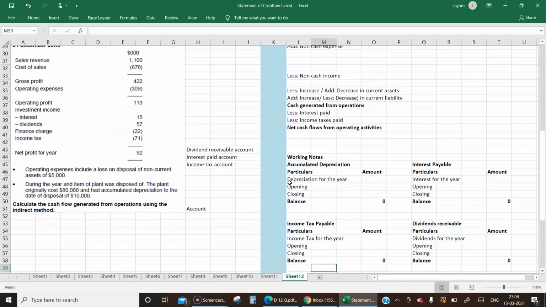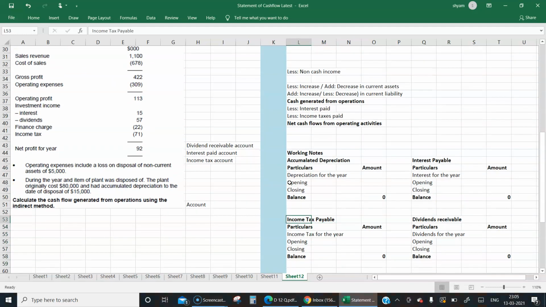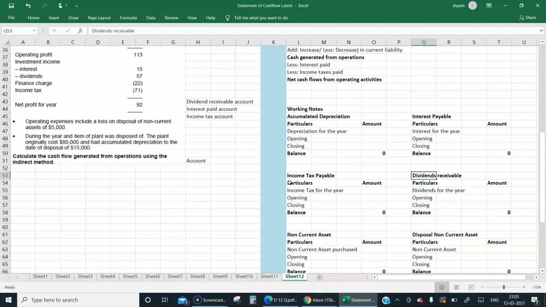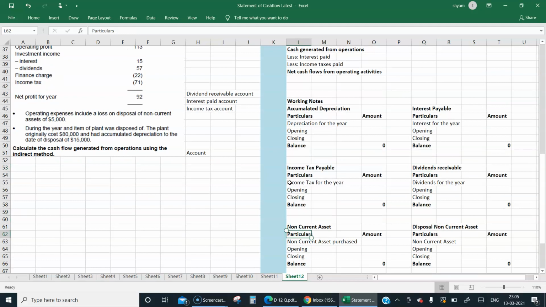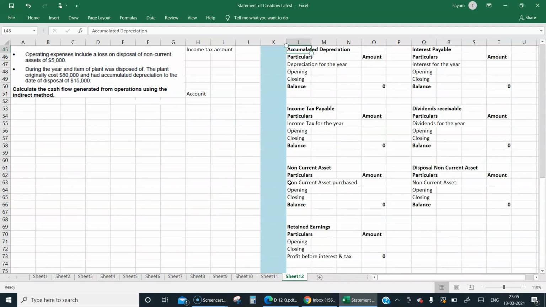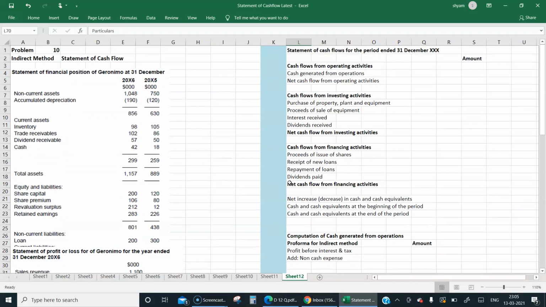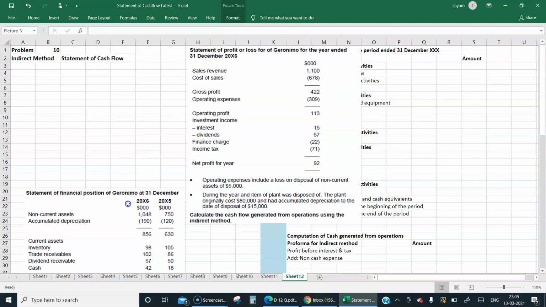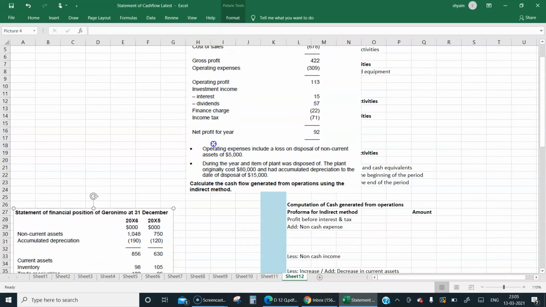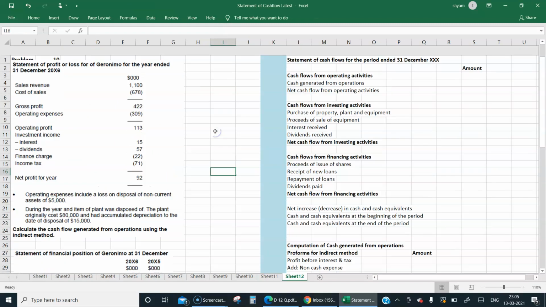Okay, so we have already opened certain accounts like income tax payable account, interest payable account, dividend receivable account. Non-current asset and disposal account, accumulated depreciation we have opened. Retained earnings we have opened. So just as formats we have them. Only when we do it will we know what is happening. In the last problem I think we started from SOPL. If you want, we could use that itself as an approach. So we could actually start from that point. So we can start.